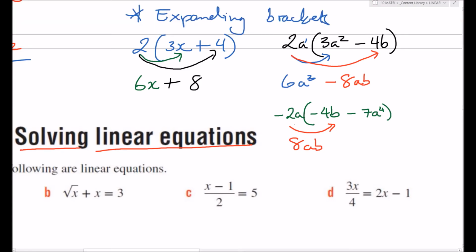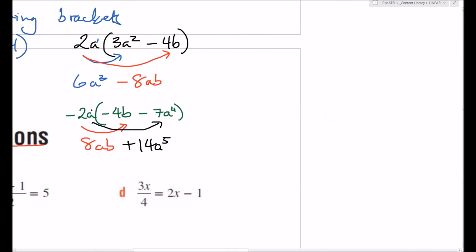Easy. Next one, you've got the negative 2a with the negative 7a to the power of 4. So the coefficients multiplied together, negative 7 times negative 2, will give you a positive answer. So 2 times 7 is 14. And remember, when you multiply the variables, indices have to get added. So there's a little 1 up here. A to the power of 1 times a to the power of 4 will give you a to the power of 5. Okay, and there is your expanded answer.